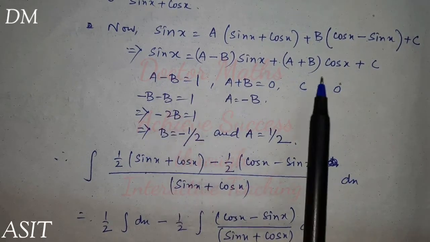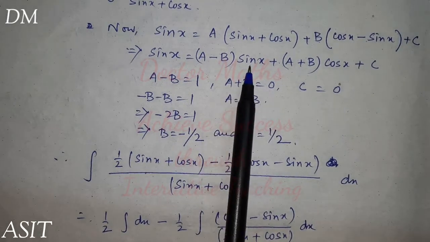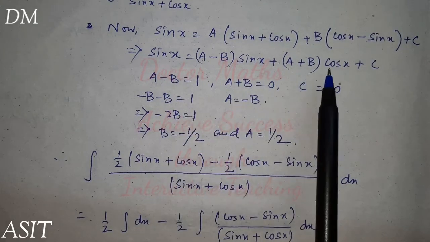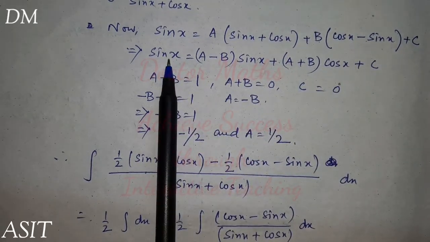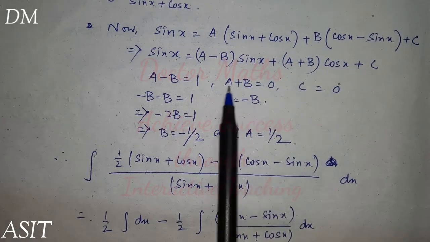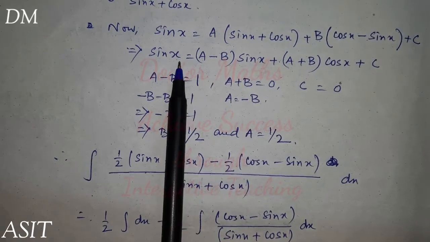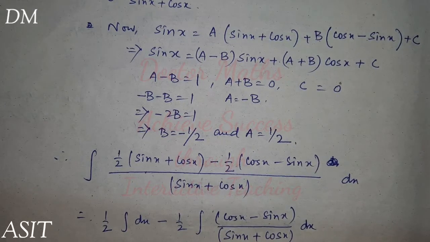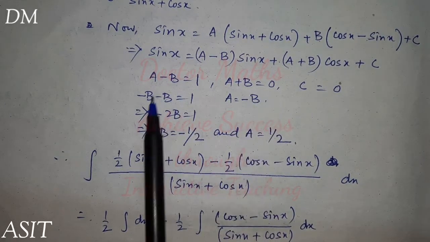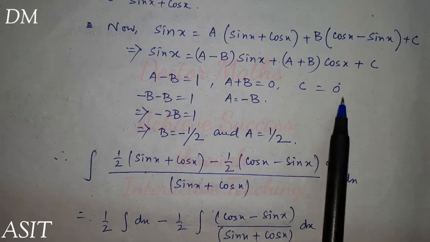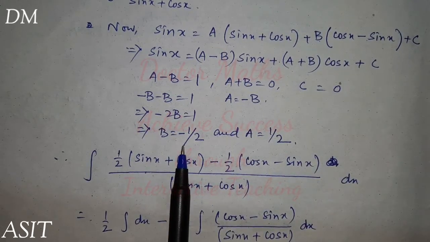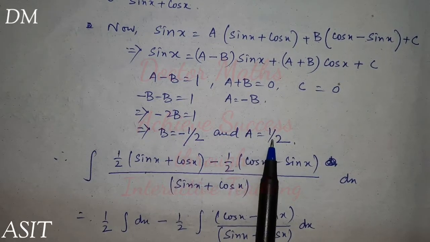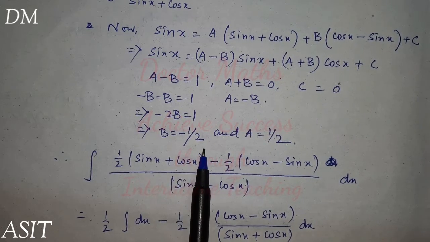Now if I compare the terms, the sin x coefficient here is 1 and here is a minus b, so therefore a minus b is equal to 1. The cos x coefficient in the LHS is 0 and in the RHS is a plus b, so therefore a plus b is equal to 0, and since there are no constant terms in the LHS, therefore c will become 0. Now after that we will solve the equations. Directly we can get c equals 0, so no problem. Now if I solve these two equations, we get the values of a and b. Value of a is 1 by 2 and value of b is minus 1 by 2.